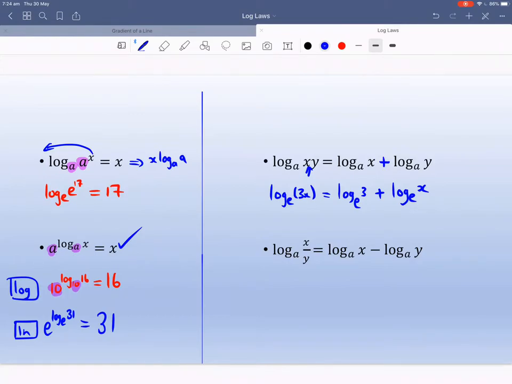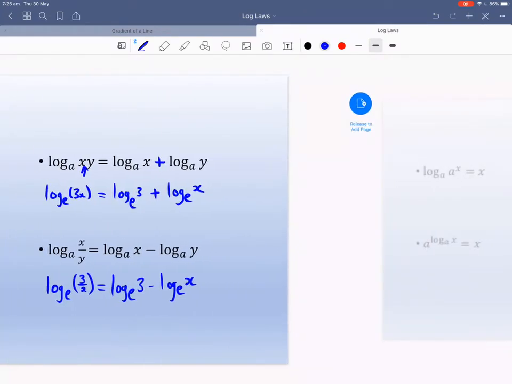Now, divide is true. Divide is the same, it's just the opposite. Okay, so let's use the same example. So I'm going to go log to the base e of 3 over x. So I can change that to log to the base e of 3 minus log to the base e of x. Okay, and this is where it starts, yeah, it's looking a lot like normal index laws.